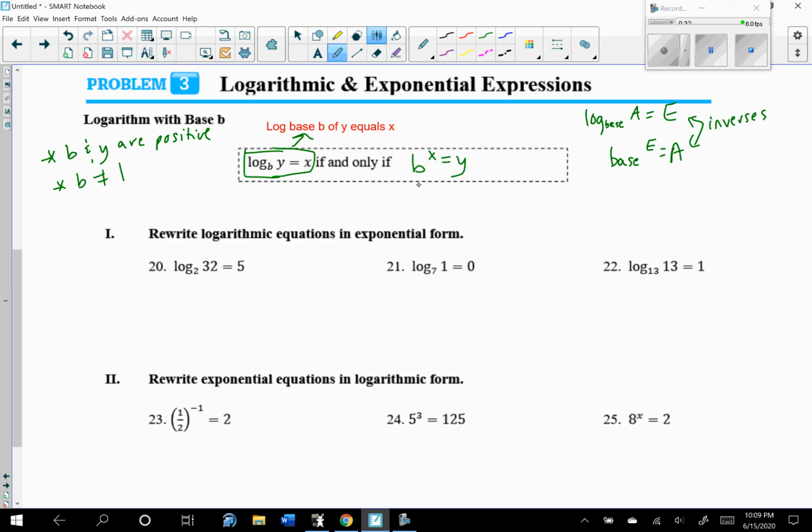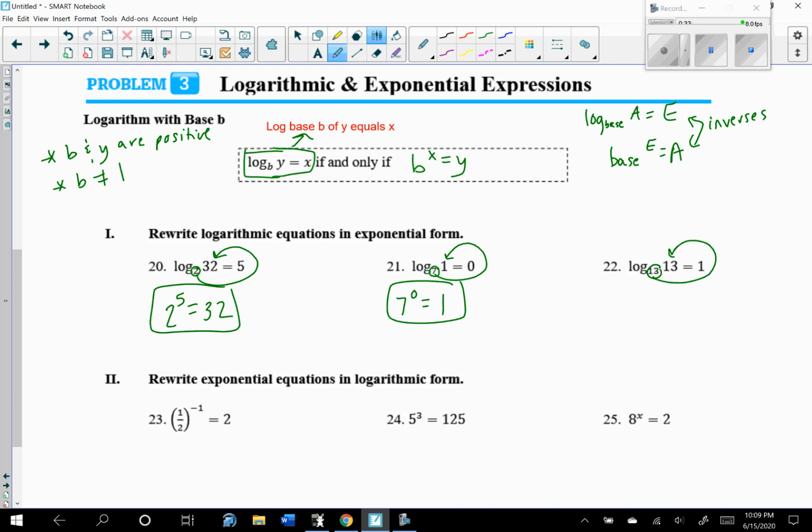The way that I like to look at it is I do what's called the loop rule. So this loops around to what you're taking the log of. So 2 to the power of 5 equals 32. And of course you could check, does 2 to the power of 5 equal 32? Yes, it does. So we have the 7. This loops back around to what you're taking the log of. So this reads log base 7 of 1 equals 0. This one reads log base 2 of 32 equals 5. So 7 to the power of 0 equals 1, which it does. And here, same thing, we have the 13, loop it around to what you're taking the log of. So 13 to the power of 1 equals 13, which is, of course, true.